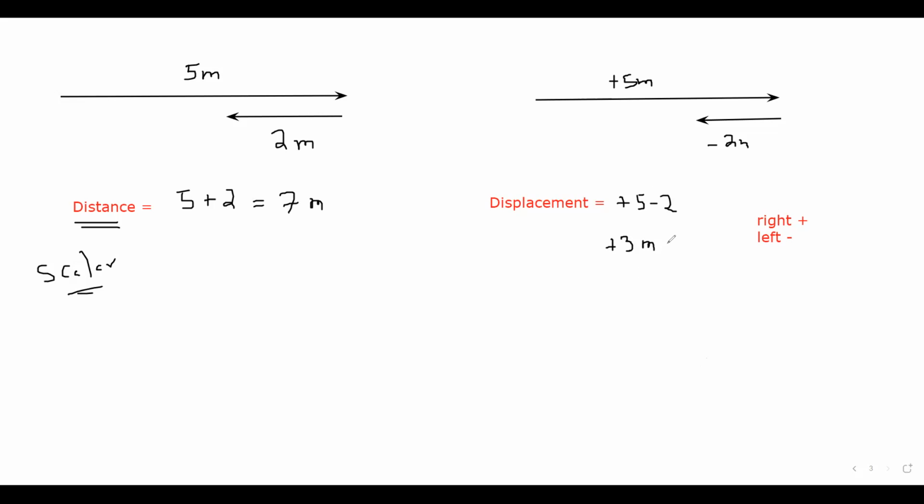And what should be the direction? That direction is right. How do I know the displacement is towards right? Because my final answer is positive. If positive is there, it means right, and if negative is there, it will be left. Is this example clear to everyone? I'll give another example, but before that, is this one clear?